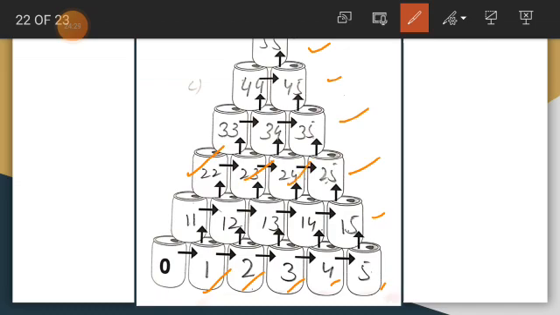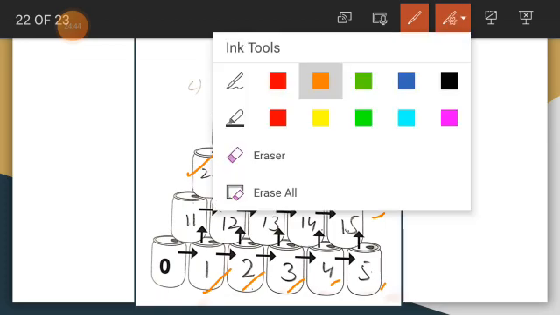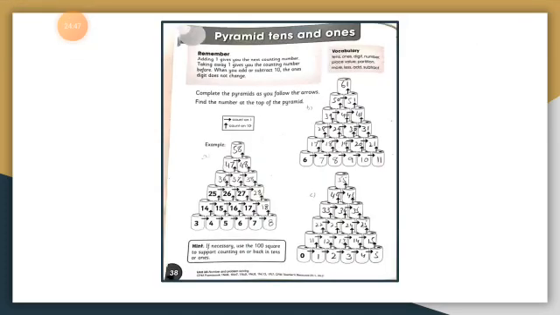Again 23 plus 10 is 33 plus 1 is 34. 34 plus 10 is 44 plus 1, 45. And again, when we are going to add the 10 in 45, 55 will come. Okay, this is how you will solve this pyramid. Now move to the next one.